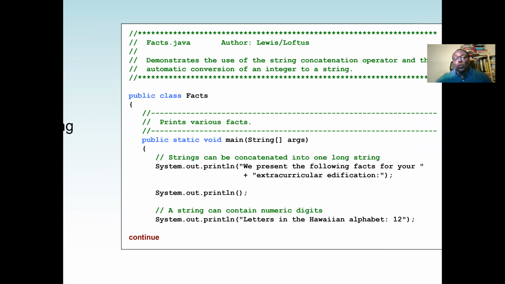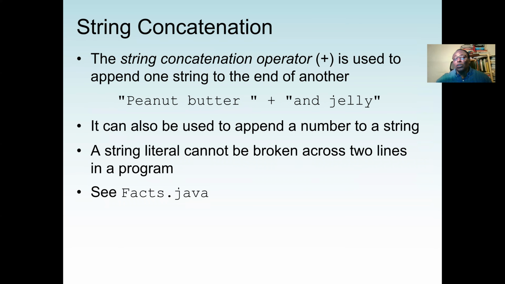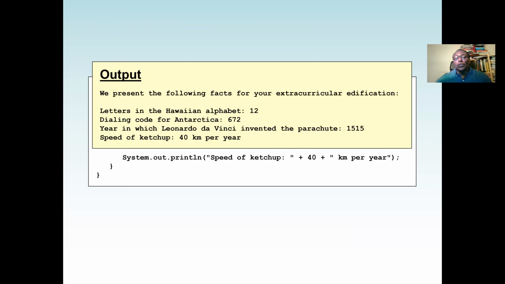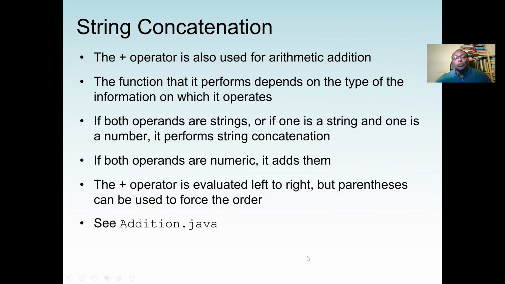But in the previous example we did, we can do addition, subtraction, etc. if both sides are values, again, addition. So string concatenation is the plus operator. We can also use it for arithmetic addition. And the function that it performs depends on the type of information on which it operates. As we said earlier, if all the items are values, then it will add as an arithmetic operator. If one of them is a string, then it will join as a concatenator or concatenate operator.